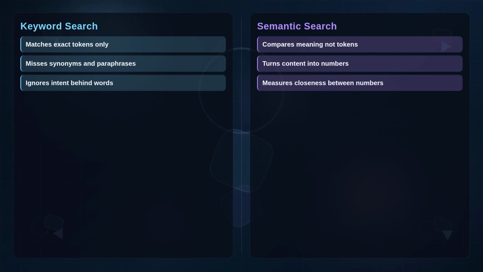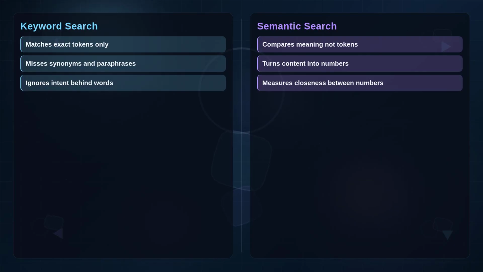Start with the problem that vectors solve. Traditional search matches tokens. If a user types the word car, and your documents only ever say automobile, a keyword index finds nothing, because the letters do not line up. The two words mean the same thing, but the database has no idea, because it is comparing spelling, not meaning.